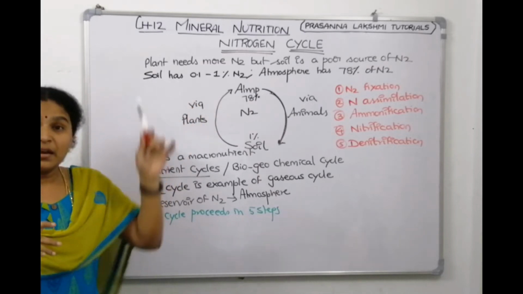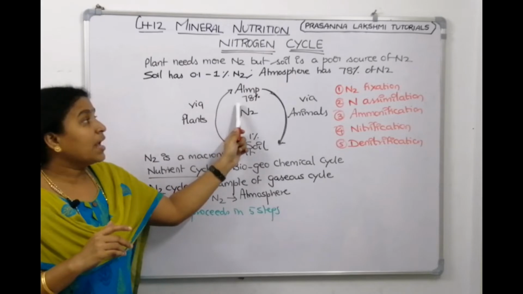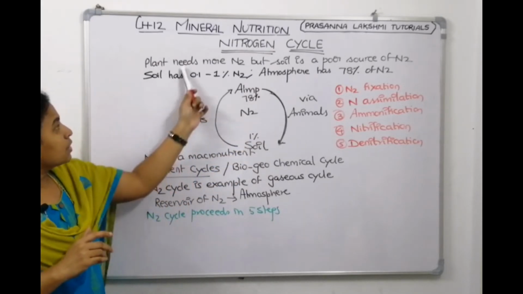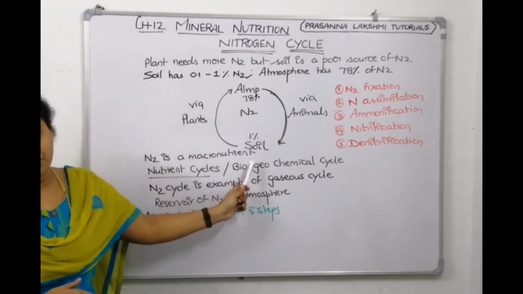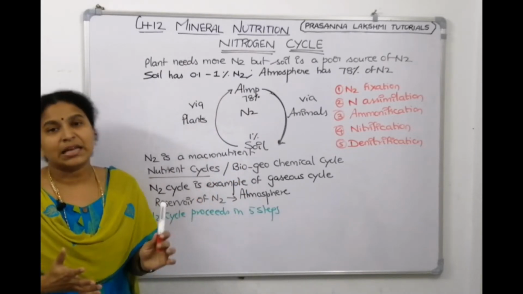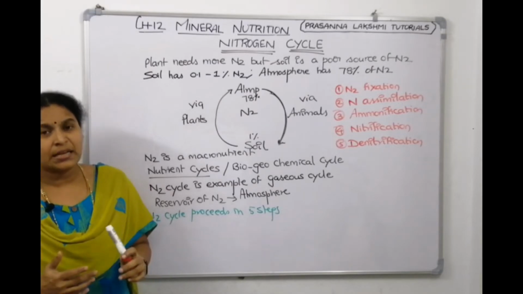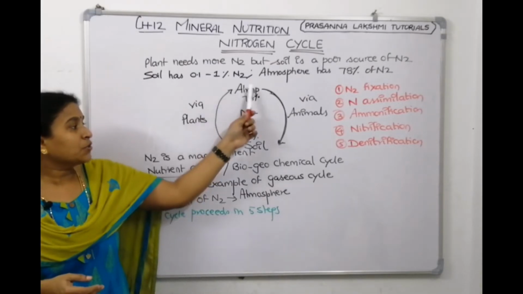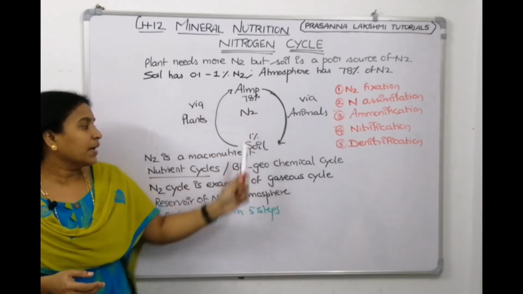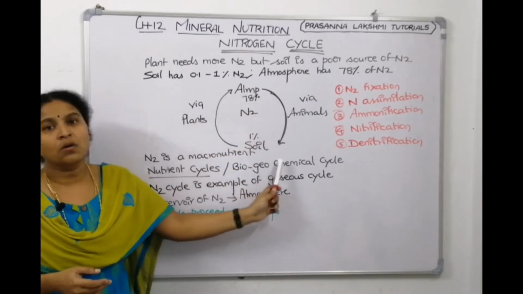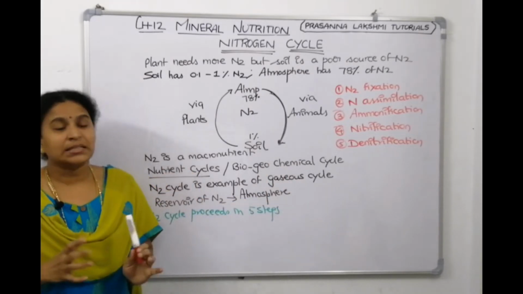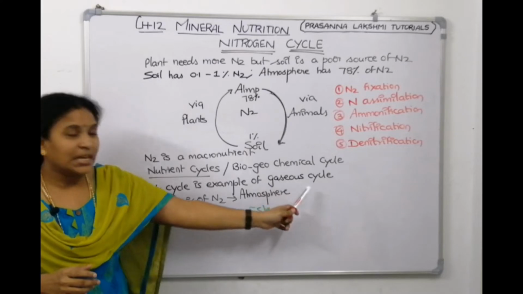How much nitrogen is there in the atmosphere then? 78% by volume it is there, right? So then nitrogen is required more, means it is a macronutrient. And the nitrogen cycle is called a nutrient cycle. Since the nutrient cycle is circulating from atmosphere to a living organism, from living organism to atmosphere again, it's called biogeochemical cycle. And nitrogen, since it's a gas, it comes under gaseous cycle.